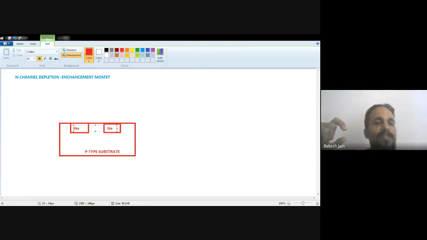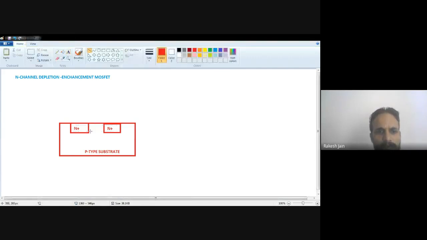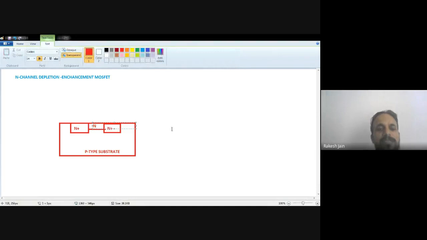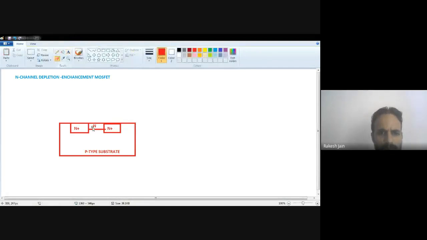So in between those two heavily doped n regions, we use a simple n channel, meaning little doped or low doped, whose doping is low compared with the heavily doped n regions. So the n channel is diffused in between them.